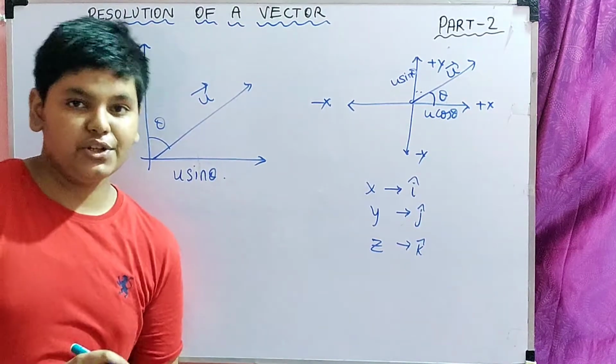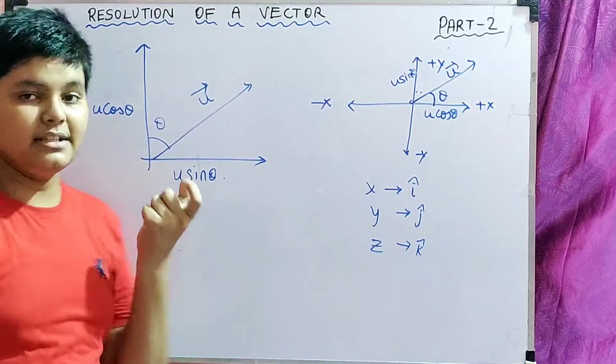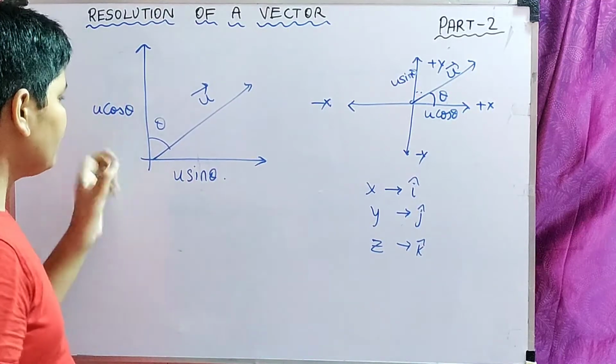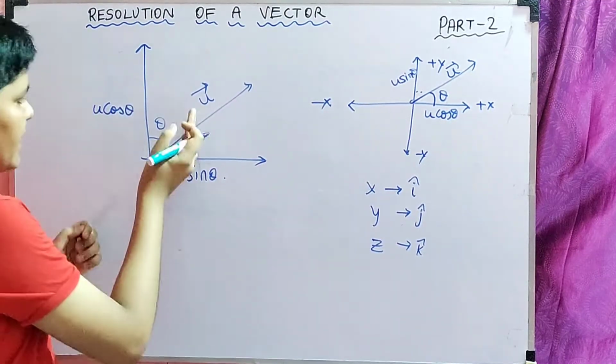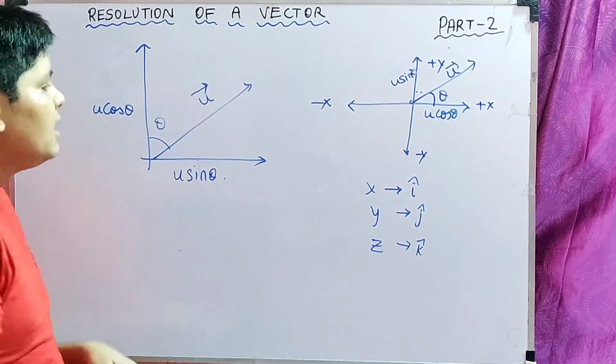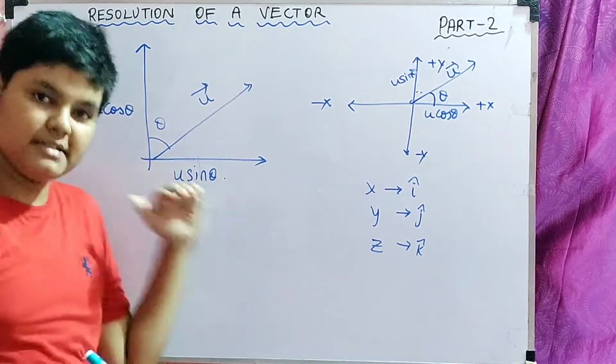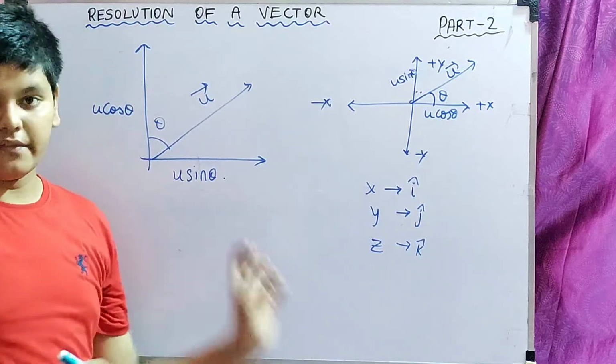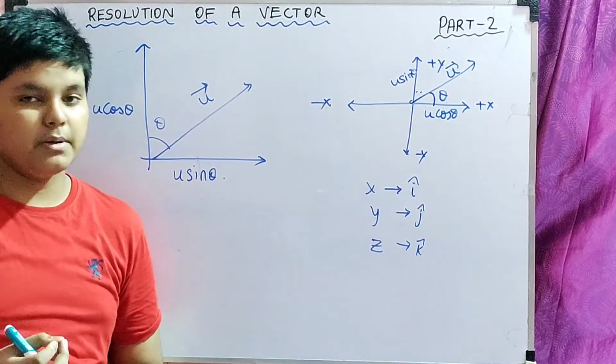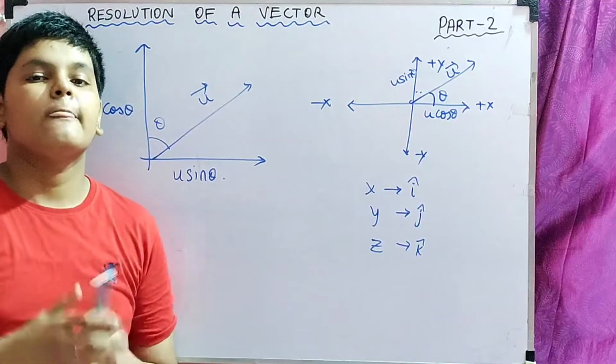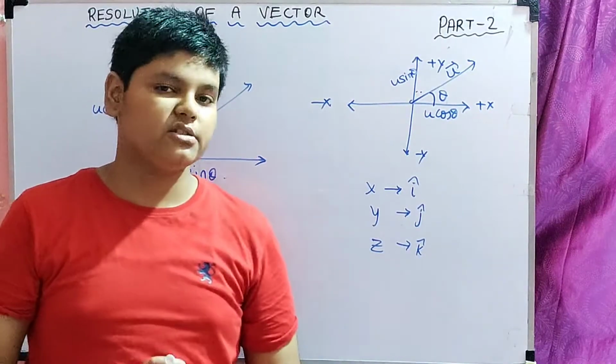So to find the resolution of a vector, first find which side is the theta, and after finding that, you take the theta side as the cos theta and its perpendicular side as the sin theta. So this was the concept of resolution of a vector. Now we'll do some problems regarding resolution of a vector.